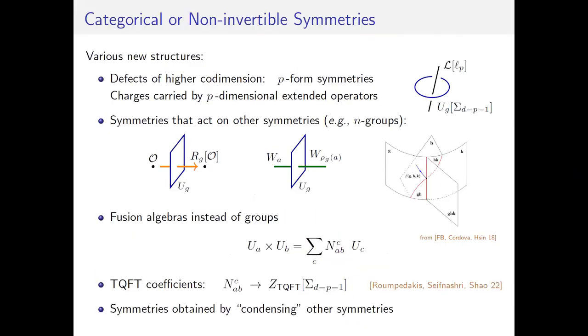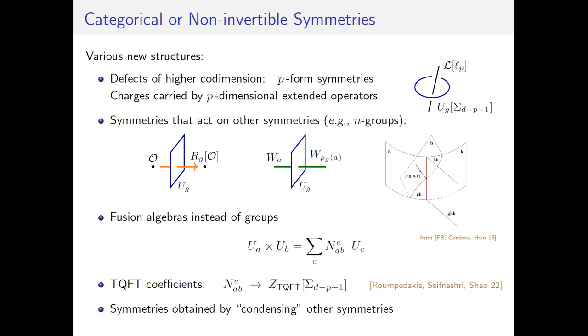Okay, good. So with this paradigm, we introduce various new structures into symmetries. First of all, we can have defects of higher codimension. This corresponds to p-form symmetries, and the objects that are charged under these symmetries are extended operators, and the charges are measured by linking. Besides, we can have symmetries that act on other symmetries, and they can give rise to 2-groups, or more generally, n-groups. In the standard case, we have some local operator and some defect for a zero-form symmetry. When the operator goes through the defect, it is transformed according to some representation of the group into the transformed operator.